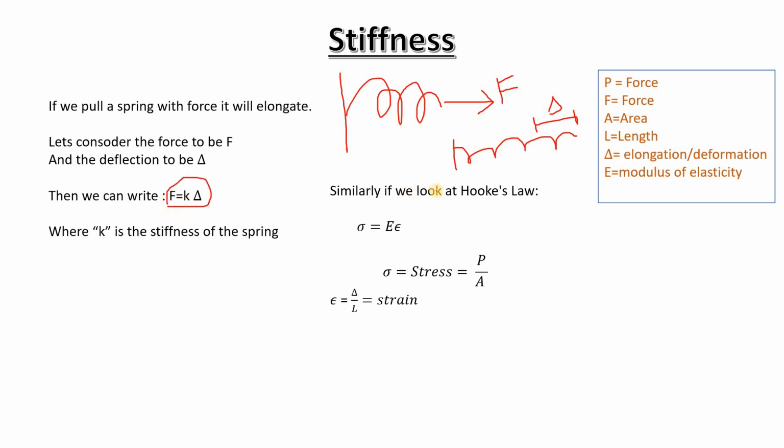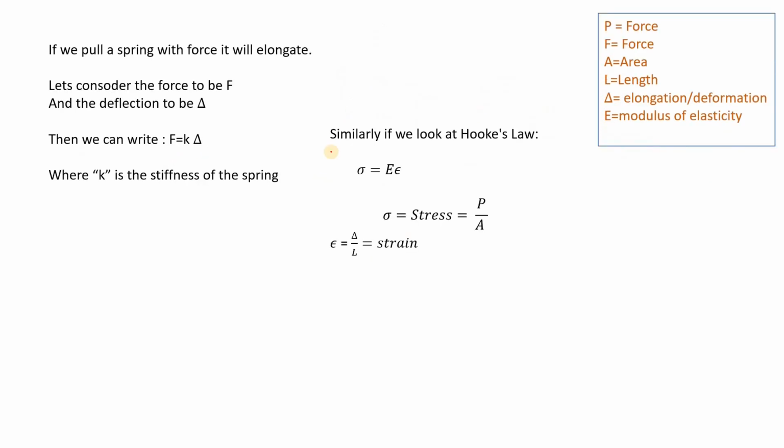Similarly, if we look at Hooke's law, sigma is equal to the modulus of elasticity times strain epsilon. This is Hooke's law. Here stress can be defined as force over area. Similarly, strain can be defined as the deflection or elongation divided by length.